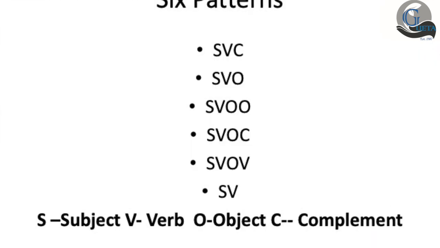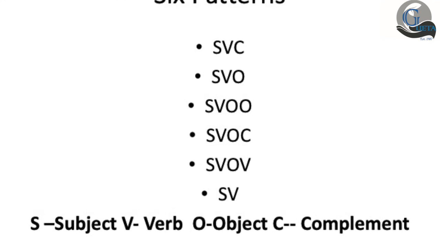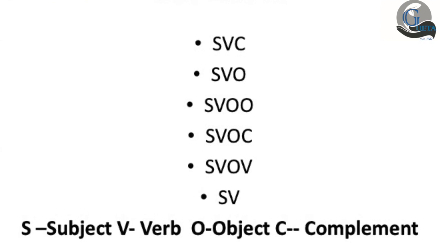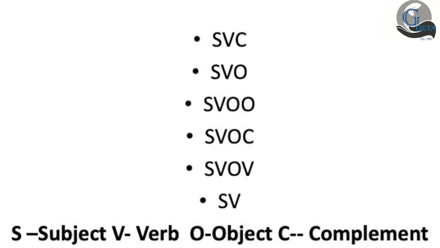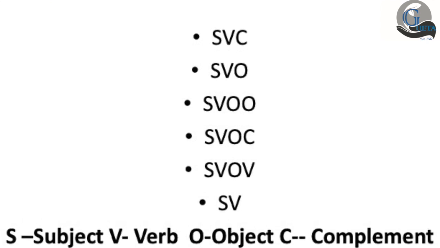So what have we looked at? We have looked at SVC, SVO, SVOO, SVOV. Let me repeat that. What have we looked at? SVC, SVO, SVOO, and SVOV. That leaves us with 2 more, the 5th and the 6th verb pattern. So what is the 5th verb pattern?